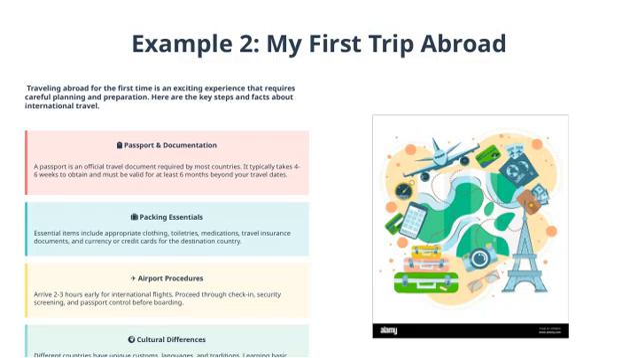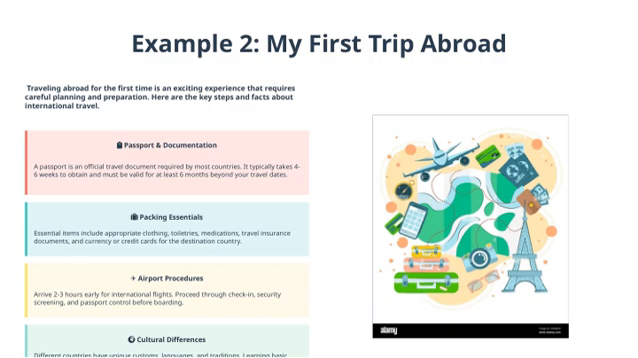When planning my first trip abroad, I knew that careful preparation was key to making the experience smooth and enjoyable. One of the most important steps is securing my passport. It's an official travel document that most countries require, and it usually takes about 4 to 6 weeks to get. Plus, I need to make sure it's valid for at least 6 months beyond my travel dates.